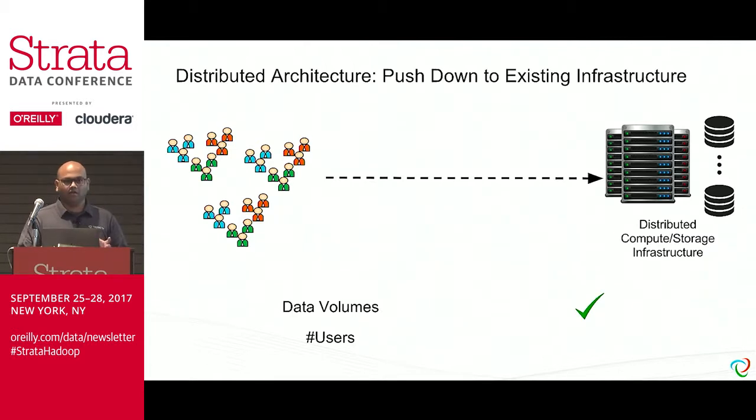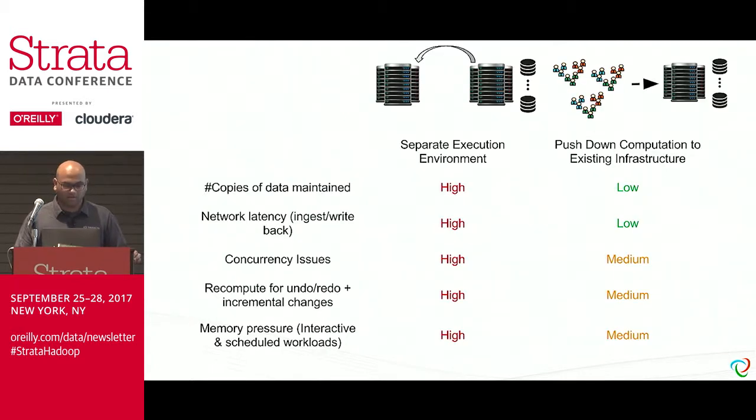So instead of having a separate execution environment, you essentially push the execution into the existing infrastructure. So this helps with scaling volumes, but does it really solve the issue with the immediacy? Well, you've removed the inefficiency loop between the separate execution environment and the existing infrastructure, and you've reduced the network latency. But as you have more users, you're still going to run into concurrency issues. You're still going to have a lot of memory pressure, although this is less. You've not completely solved the problem.